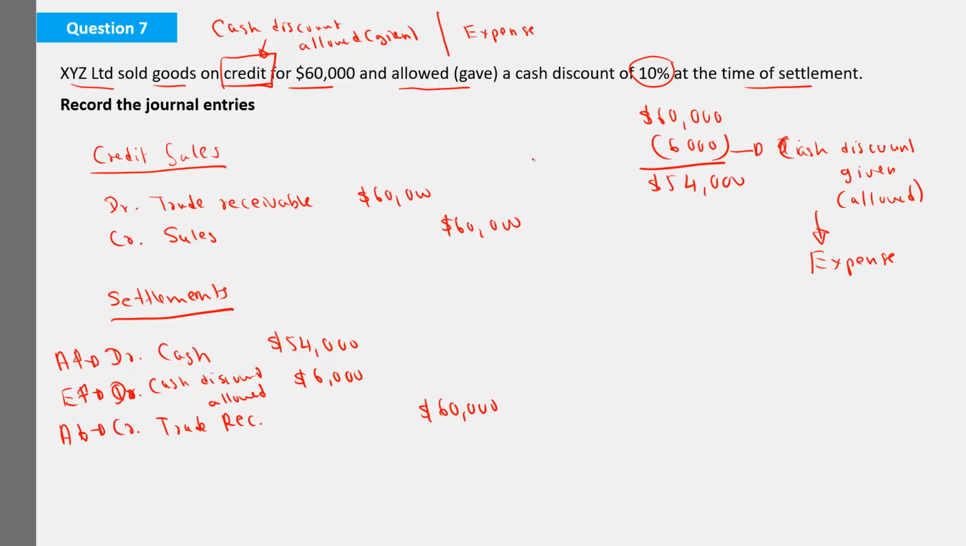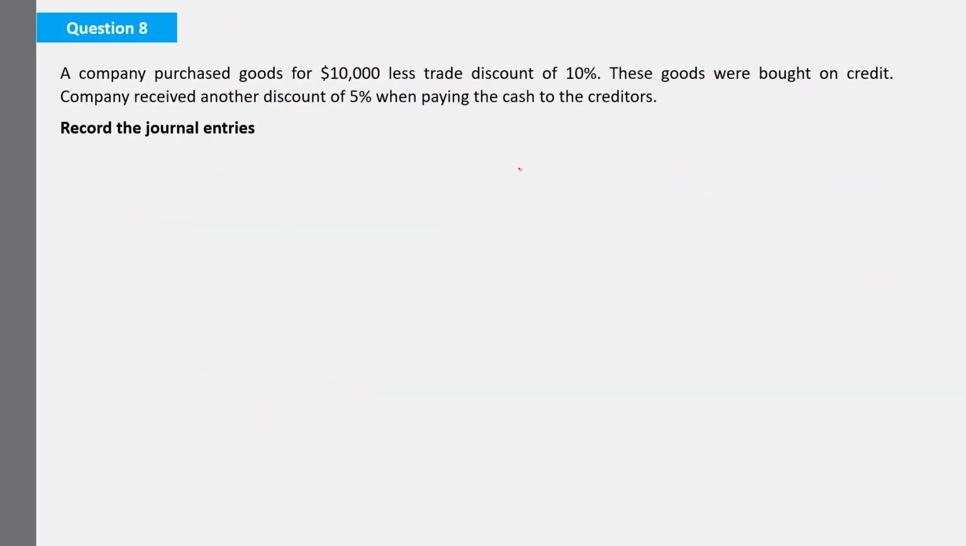So for you all to get a better understanding of trade discount and cash discount, let's do another question. A company purchased goods for $10,000 less trade discount of 10%. So here in this question you have a trade discount also. How much is that? 10%. These goods were bought on credit. Very good question. The company received another discount of 5% when paying the cash to the creditors. So when we are making the payments to our suppliers, we got another 5% cash discount.